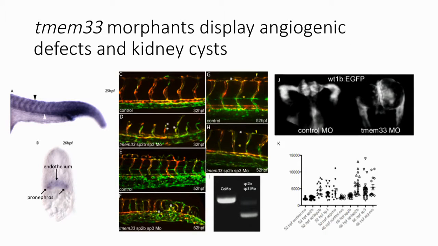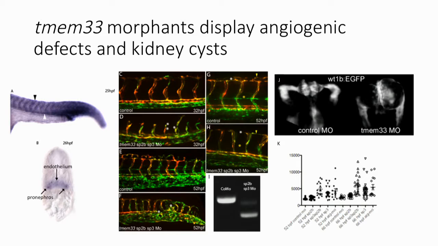So we thought we'd have a look at where it's expressed in a zebrafish, and we can see that it's expressed in both the endothelium and the pronephros, the developing kidney. If we inject tmem33 morpholinos, first of all, we get delayed migration, which you can see in panel D compared to C. We get impaired arterial venous specification in panels E and F, and we get incomplete anastomosis in G and H, we can see in H, and aberrant branching patterns. And we show, in panel I, that the splice blocker morpholino works.